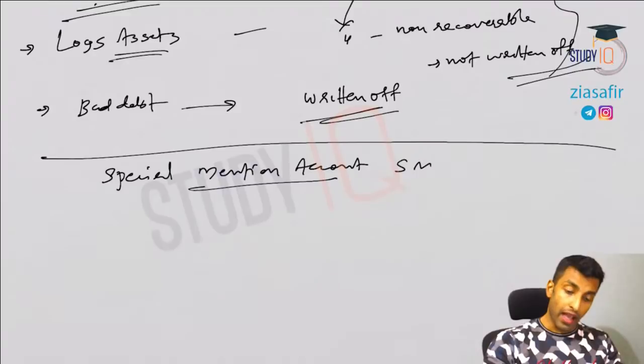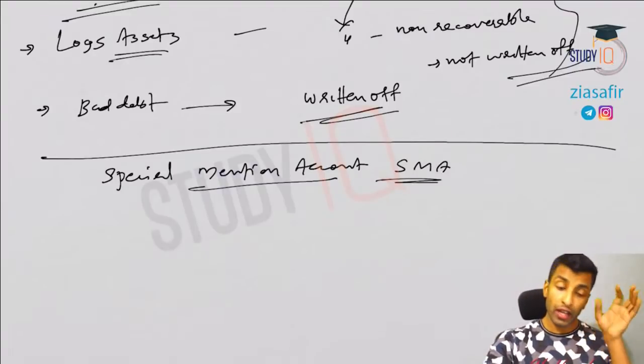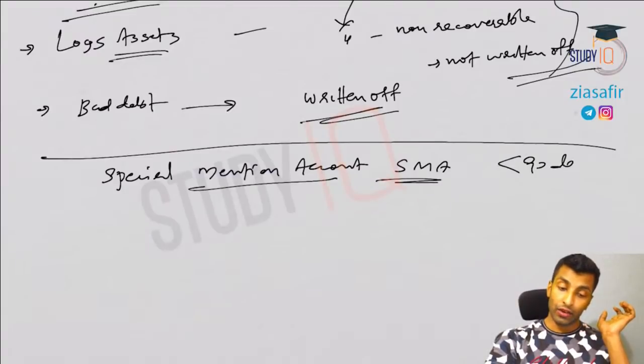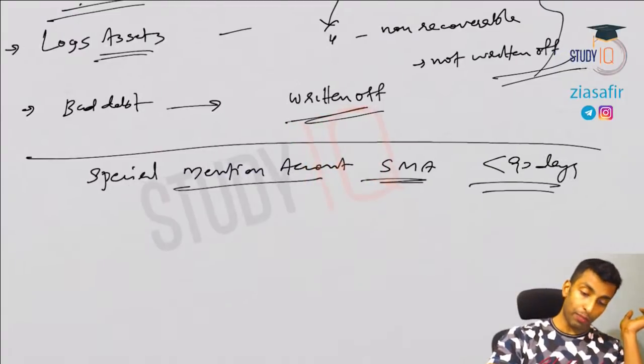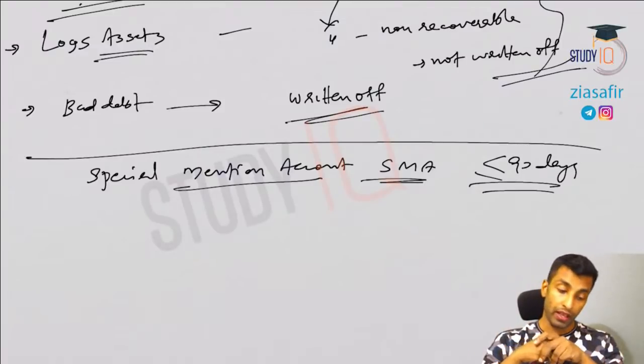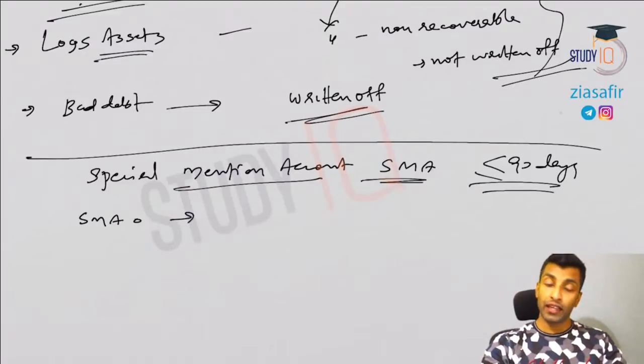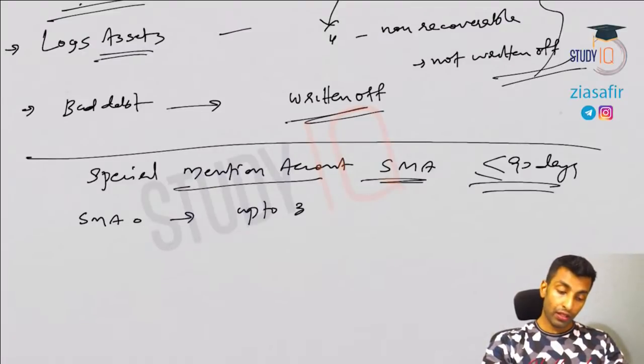So SMA, and what are the different types of special mention account? Special mention account means default for less than 90 days, or up to 90 days, less than or equal to 90 days. 91 and more, it is NPA. So here you have three classifications. SMA 0, that means default up to 30 days.